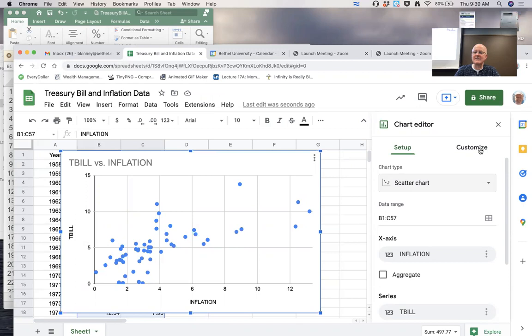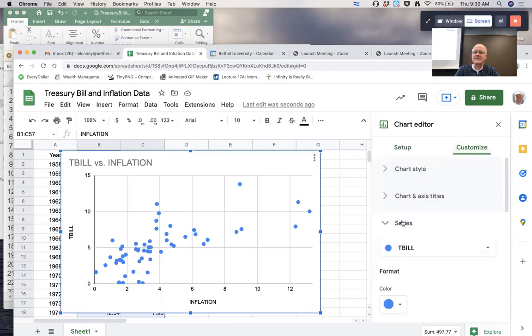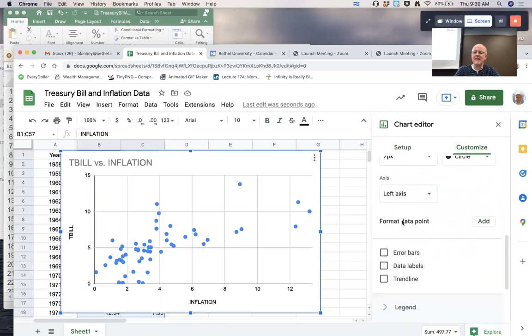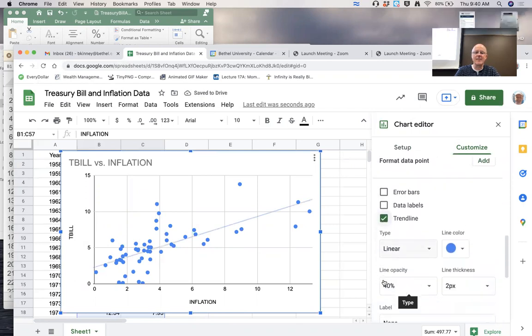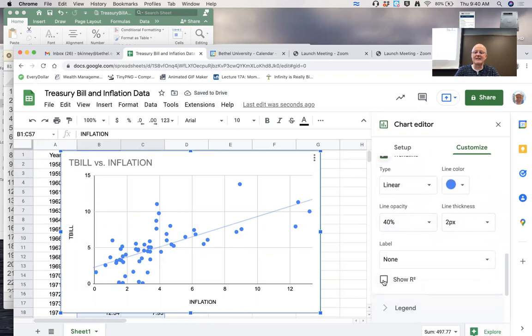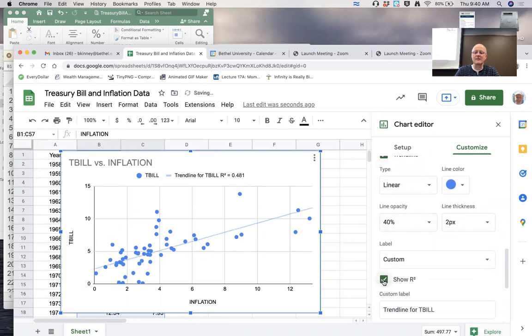Let's customize it. Go to series, add in the trend line, which is the regression line, and show R squared. R squared is about 0.481, close to 0.5. That's the squared correlation. That means the actual correlation, if you think about it, would be close to 0.7. And it is a positive correlation because you have an upward trend. The trend line here, the regression line, has a positive slope.